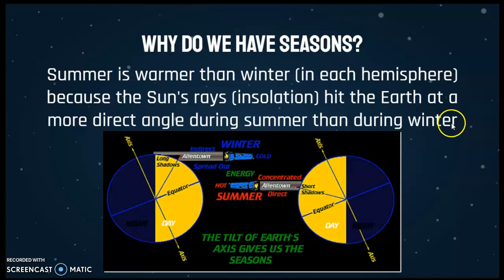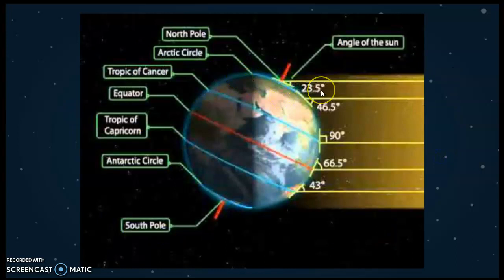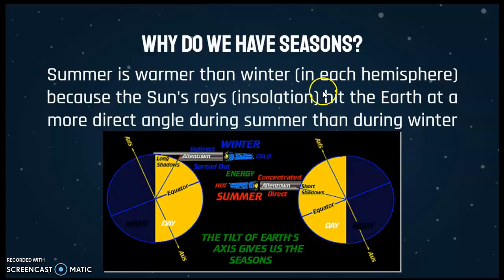So why do we have seasons? One is because of the tilt, but the reason that we are tilted, we're not sure. The way the rays from the sun hit us is the reason we have seasons. If you look at this image right here, I'll go back here if there are some notes you need to get down.